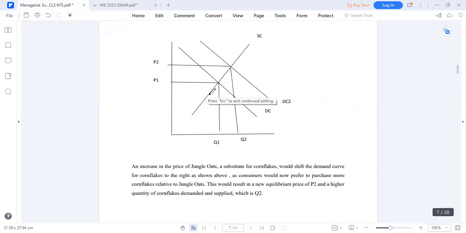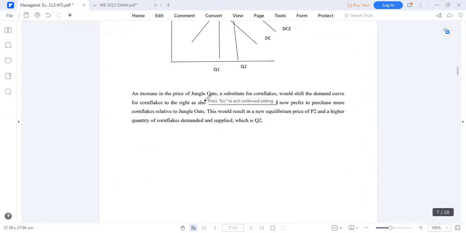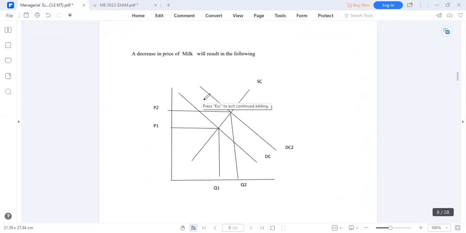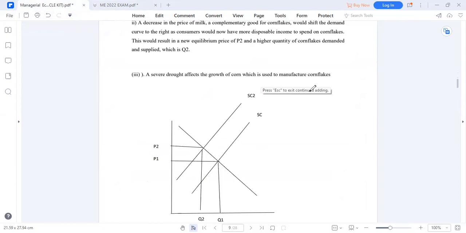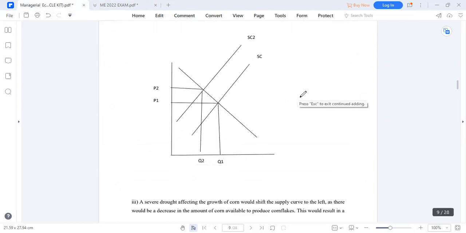The demand for conflicts will increase. Okay, the demand for milk would increase as well. So a severe drought in corn, which is used to manufacture, what will happen?